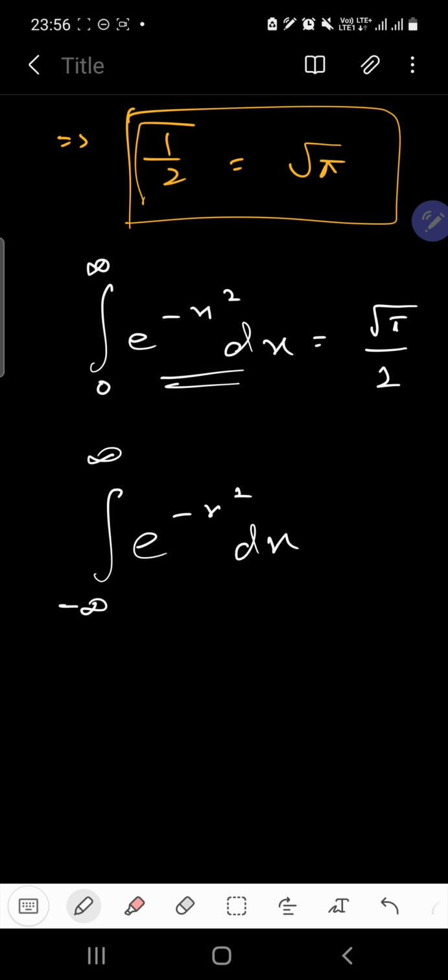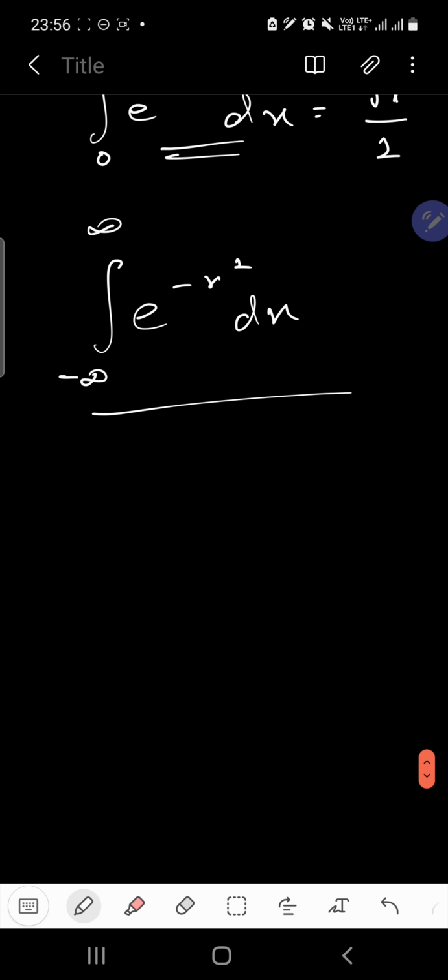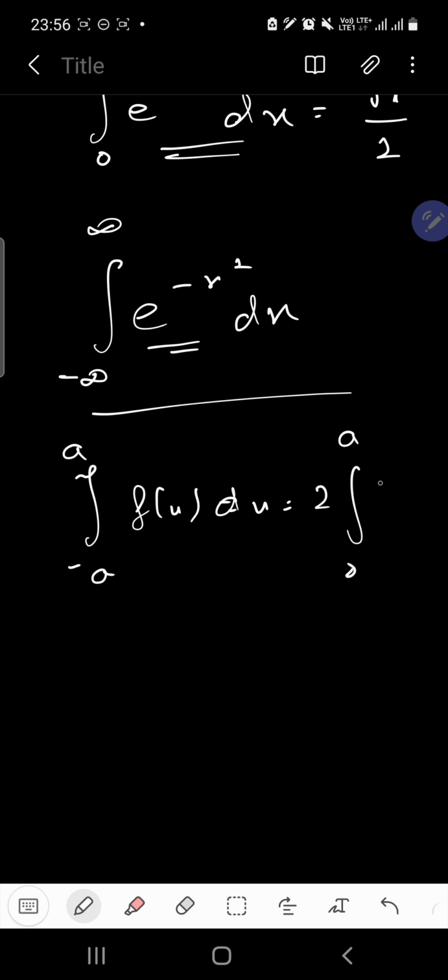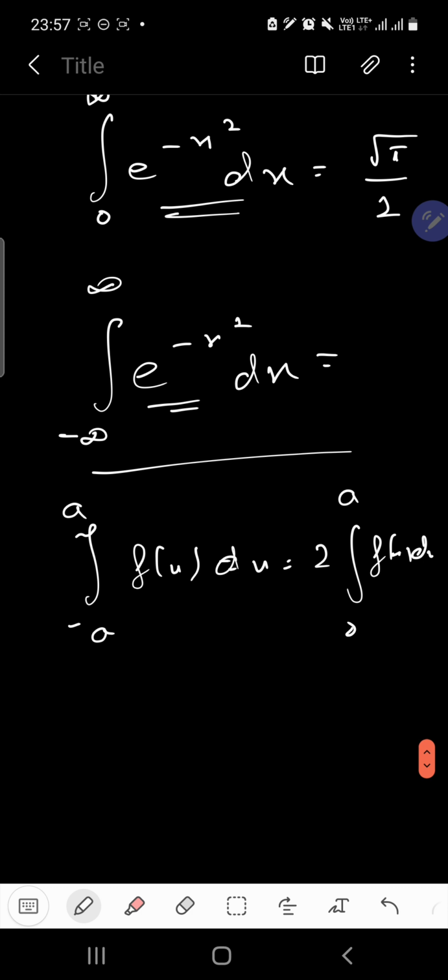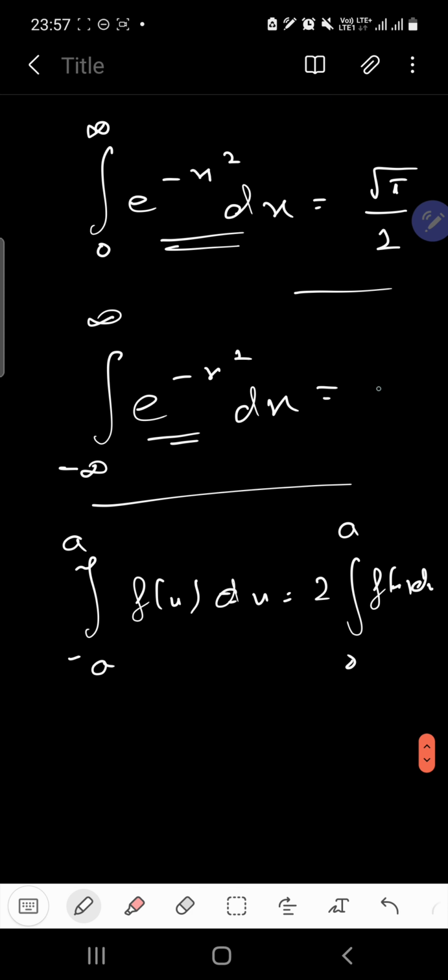Using the gamma function. Clear? You can find it yourself using the gamma function. Furthermore, when you are doing this from minus infinity to infinity, we know a very important property of definite integration. See, this function is an even function. So when you have symmetric limits over an even function, then this would change to 2 times integral 0 to a of f(x) dx when f(x) is an even function. So we apply this here to get the value 2 times this, which will be root pi. Clear?